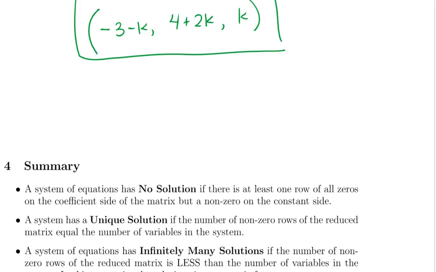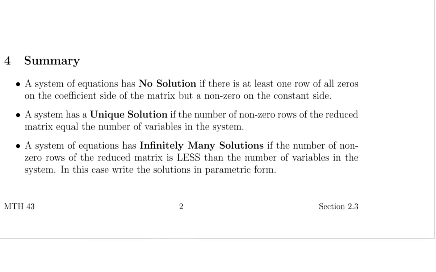So now let's do a quick summary. We've seen that we can determine if a system of equations has no solution, and that's what we call an inconsistent system. This occurs if we have a row of all zeros in the coefficient side of the matrix, but a non-zero in the constant side. We've seen previously that a system can have a unique solution, and that would be if we're able to actually solve the system and get a solution for every variable. This happens when the number of non-zero rows in the reduced matrix equals the number of variables.